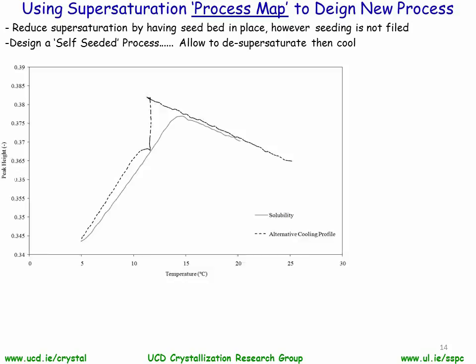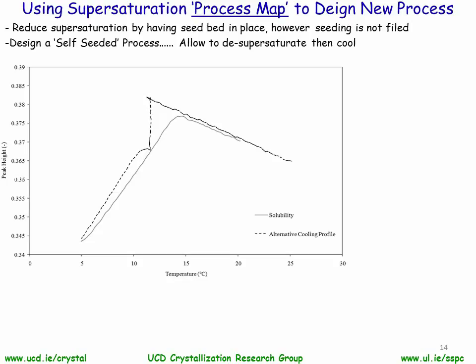So what we wanted to do here was to reduce supersaturation throughout the batch by having a seed bed in place. However, we said that seeding wasn't permitted as it wasn't filed. So what we did was we designed a self-seeded process. So a self-seeded process is where you don't artificially add seed, but you generate your seed bed by cooling into a supersaturated environment and allow your process to desupersaturate to the solubility curve.